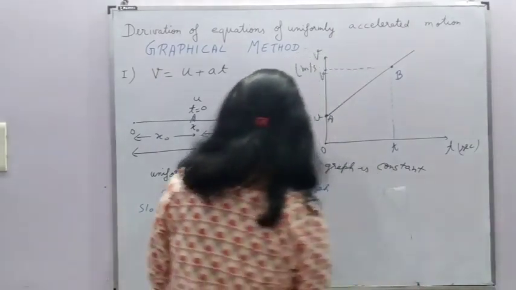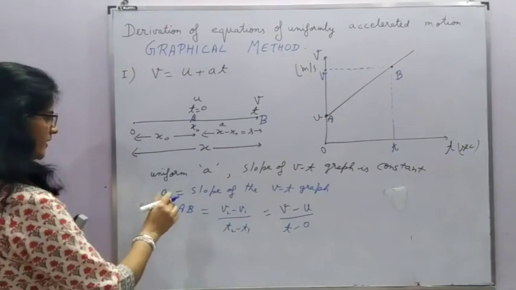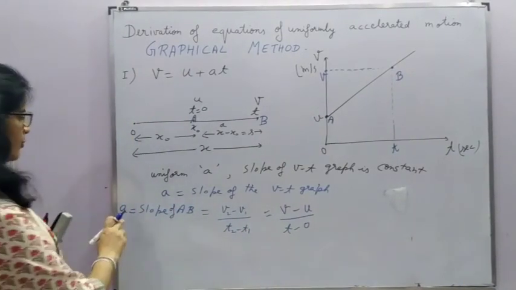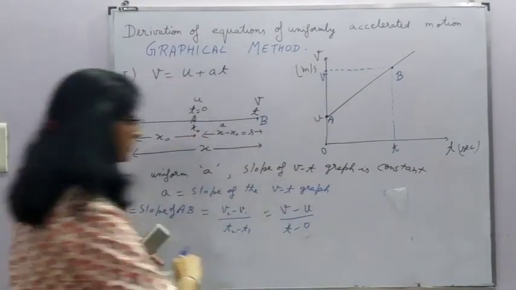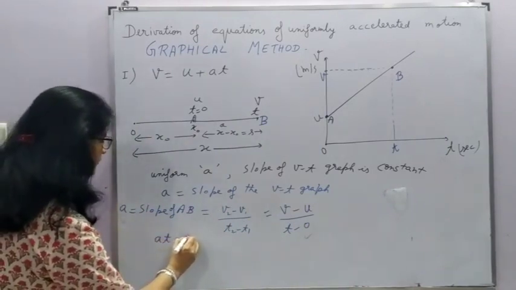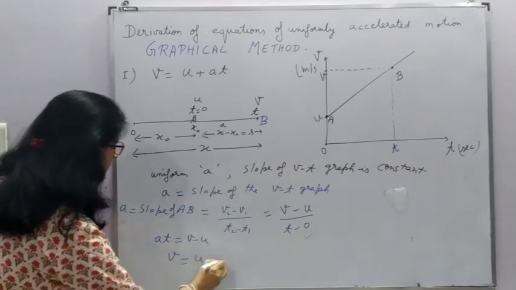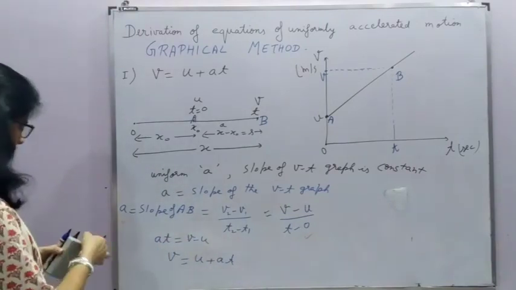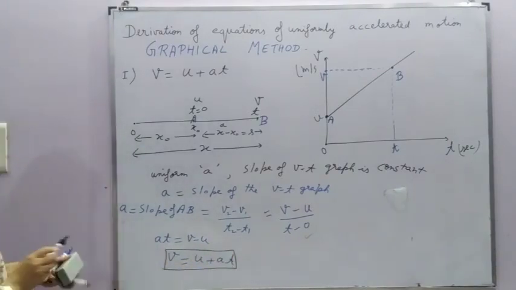So by using the concept of slope, we are getting this equation, because acceleration is the slope of AB. So from here, a can be equated to this part. So you can say that a into t is equal to v minus u. From here, v is equal to u plus at. So this is our first equation of motion, though you have already done this.